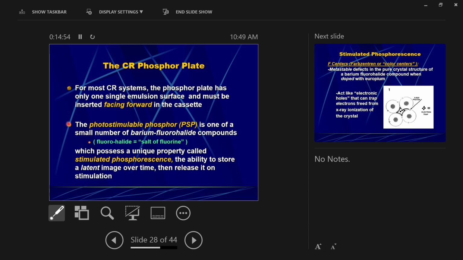Stimulated phosphorescence is when the material can be exposed to X-rays, be energized, but then not immediately release that energy. It hangs on to that energy, that exposure, for as long as we need it to. Not forever, but at least for the minutes that it takes to get the receptor to the processor, and even hours in some cases. Stimulated phosphorescence is the ability to store the latent image over time, then release that latent image on stimulation.